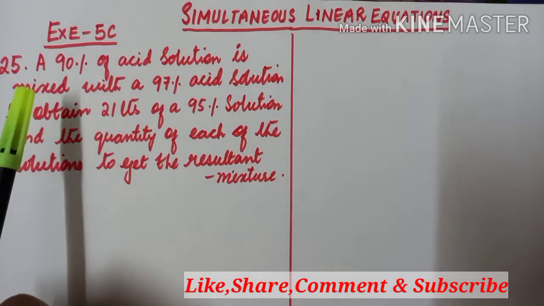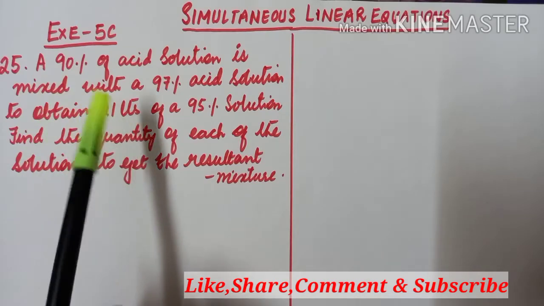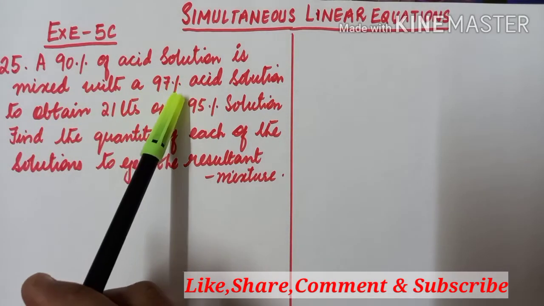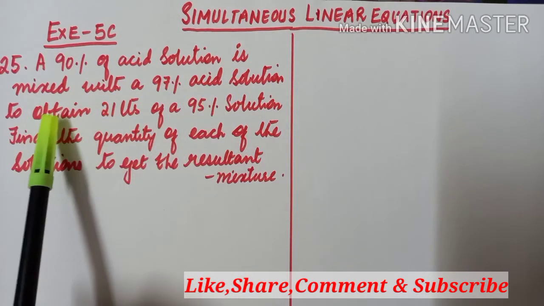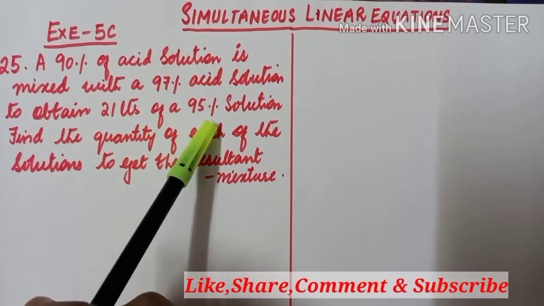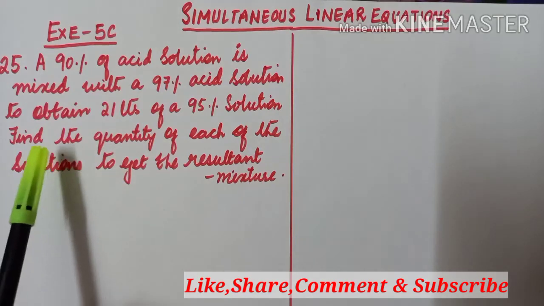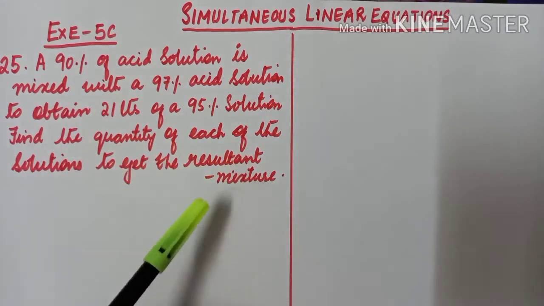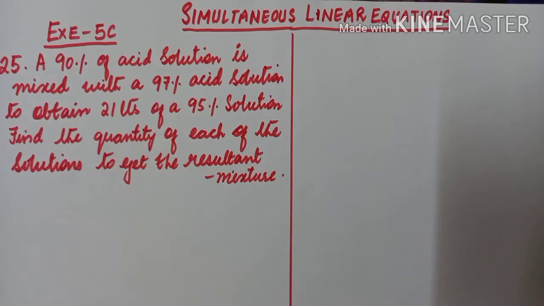So the question is, a 90% acid solution is mixed with a 97% acid solution to obtain 21 liters of a 95% solution. So you need to find the quantity of each of the solutions to get the resultant mixture. I hope you understood the question.